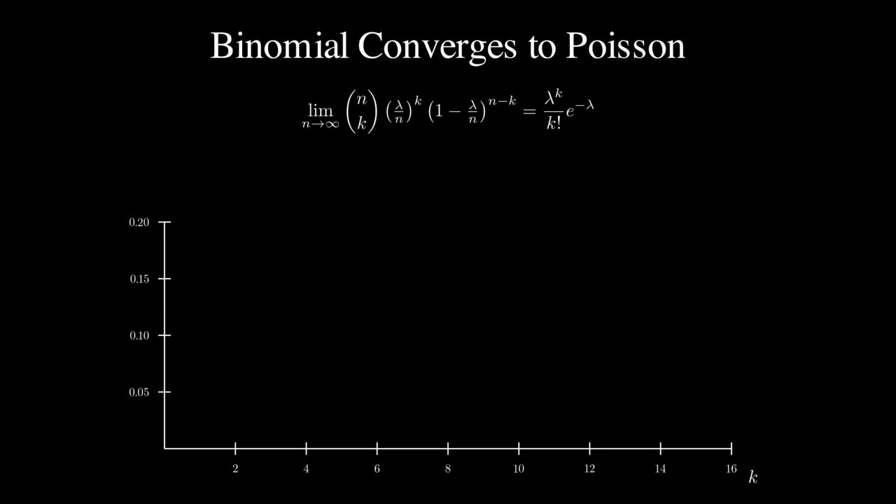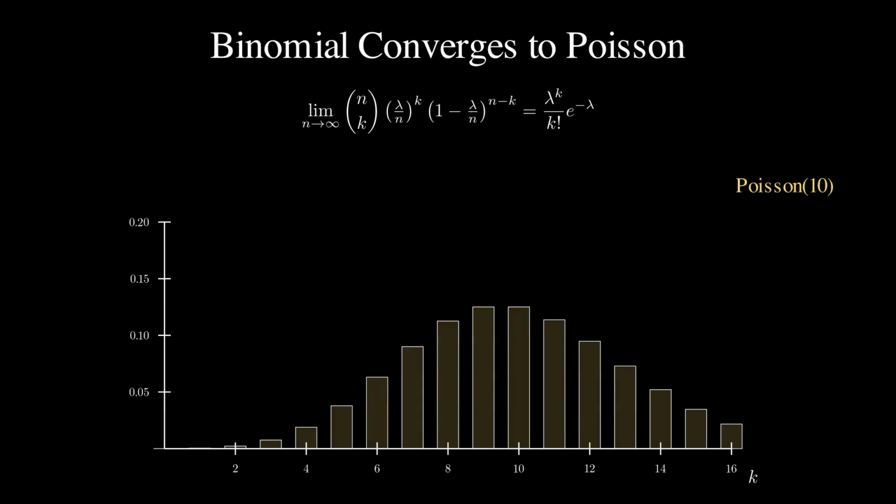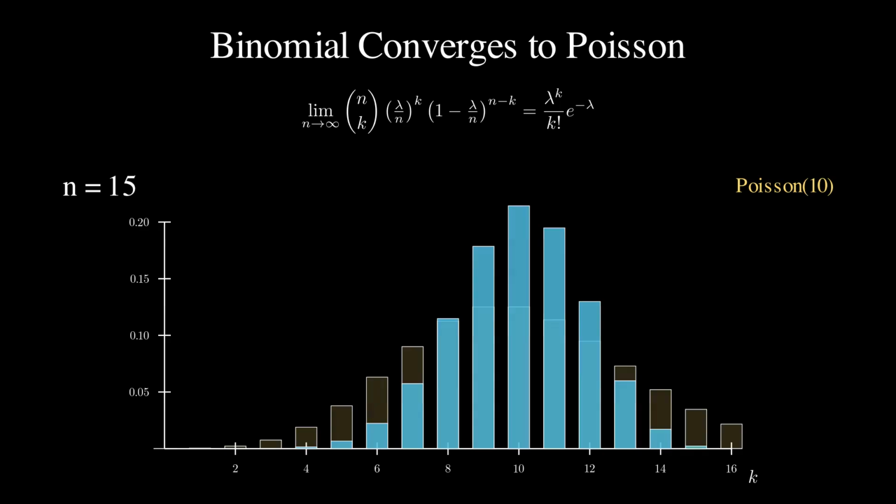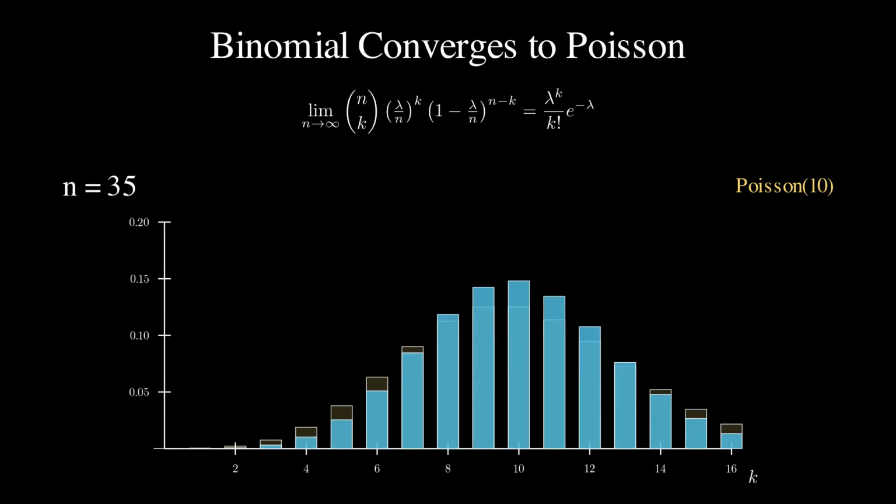Here's the payoff, and it connects the last 2. Fix a rate lambda and let each of n trials succeed with probability lambda over n, so as n grows, each success gets rarer, but the expected count stays lambda. With 15 trials, the shape is close, but still a little rough. 25 trials and it sharpens. 35 trials and the bars settle right onto the Poisson curve drawn faintly behind them. In the limit, the binomial becomes the Poisson.